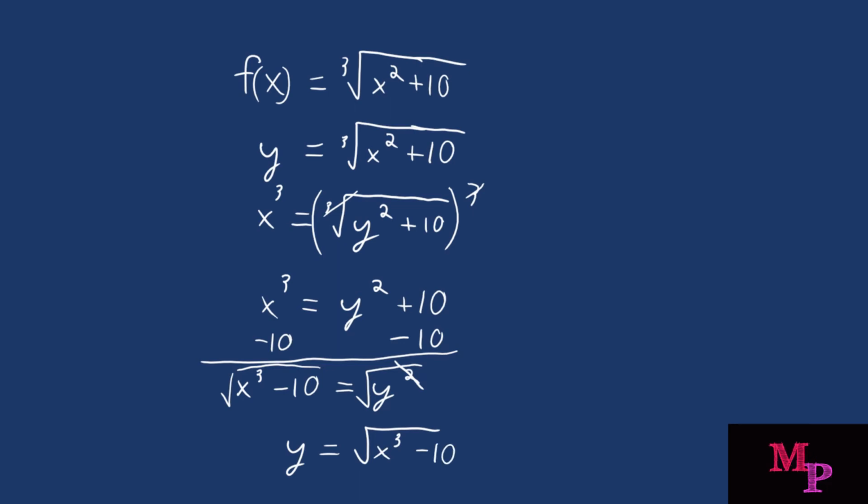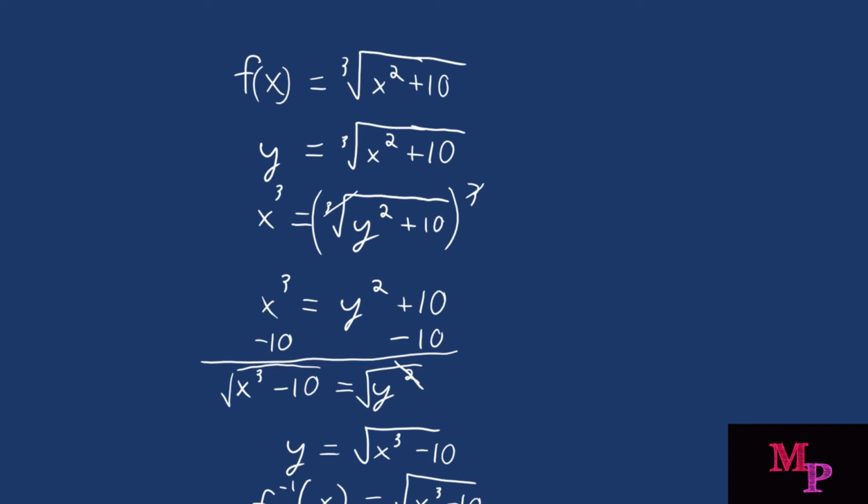And before you're finished, you want to change your y back into function notation. So instead of changing it to f of x, you're going to change it to f of negative 1 of x. And the negative 1 doesn't imply any operation. That's just a symbol for inverse function. And that is your answer. The inverse function of f of x is the square root of x cubed minus 10.